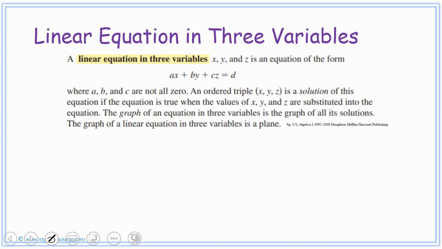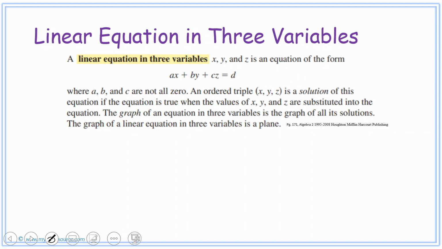So a linear equation in three variables, x, y, and z, is an equation of the form ax plus by plus cz equals d. Now a, b, and c are not all zero, right? That has to be the case, or else you don't have a three variable equation.